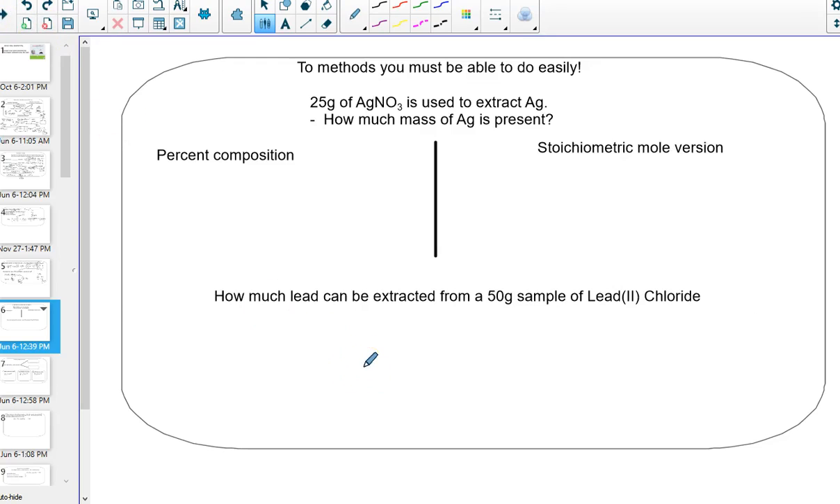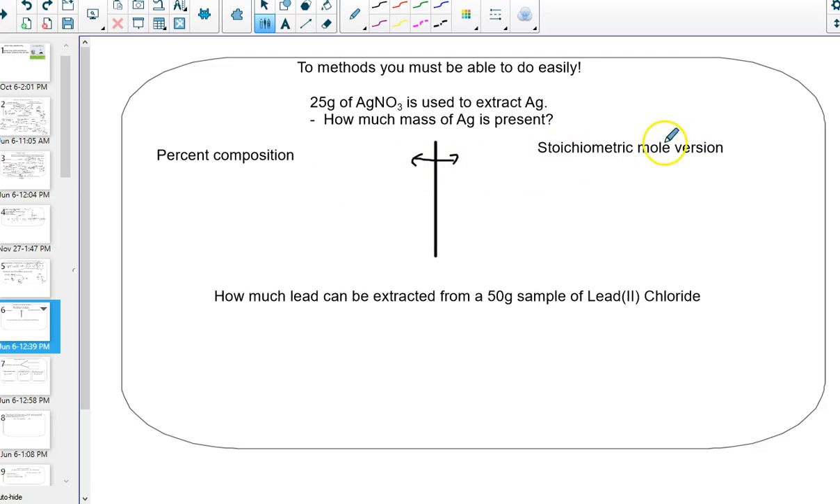Alright, so let's use this a little bit. Lots of times we want to be able to figure out how much mass is in something. So if I want to know how much mass of silver could be extracted from silver nitrate, I have 2 ways I can solve this problem. And I'm going to introduce this idea of percent composition and a stoichiometric mole version. Both of these things I consider to be standard stoichiometry, and both of them should be used interchangeably whenever you feel like you can use one versus the other one. Neither one should be considered scary.